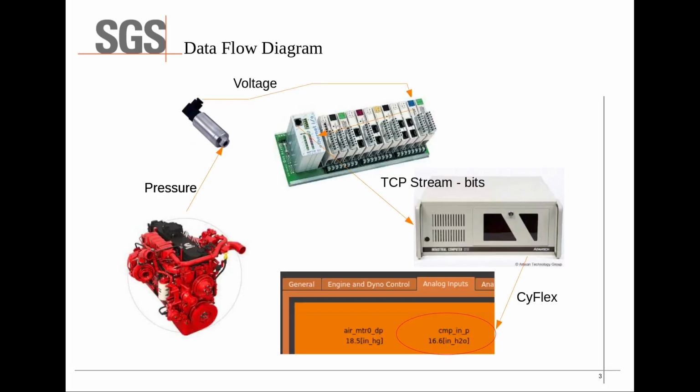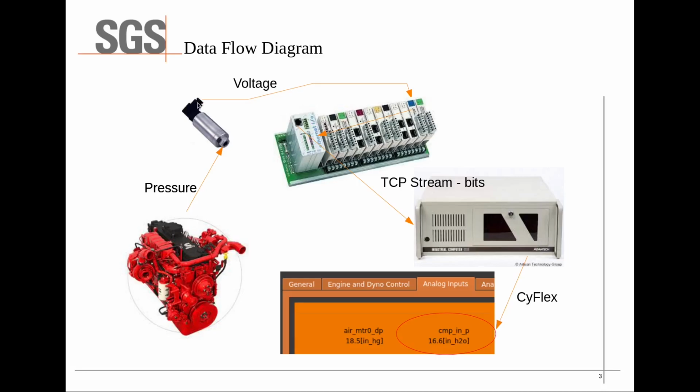So here's a quick data flow diagram of what we really have going on. You might have an engine, and in this example we're going to be using compressor inlet pressure. So you want to measure the compressor inlet pressure. What you're going to end up doing is plumbing to the input of a pressure transducer. Then that pressure transducer is going to convert that pressure into a voltage signal.